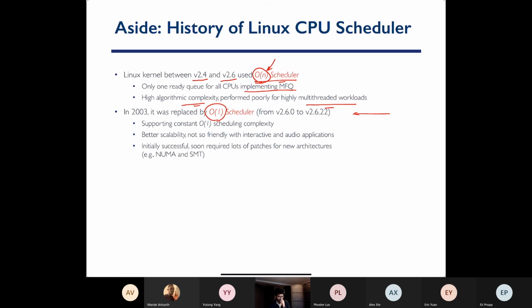But anyhow, this was good in terms of reducing the cost of searching and going through tasks, and it worked well with multi-threaded workloads.